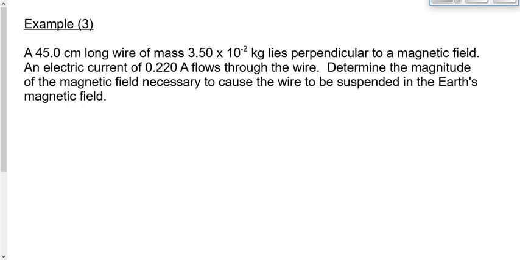Okay, let's do one more example question. Number 3, it says a 45 centimeter long wire. Let's convert that to meters. This mass lies perpendicular to a magnetic field. Okay, perpendicular, that's good. All the stuff we've learned is valid. Here's an electric current that flows through the wire. What's the magnitude of the magnetic field necessary to cause the wire to be suspended in the Earth's magnetic field? Okay, this is an addition to your question as well. This isn't on your page, but just make sure that it says the Earth's magnetic field.